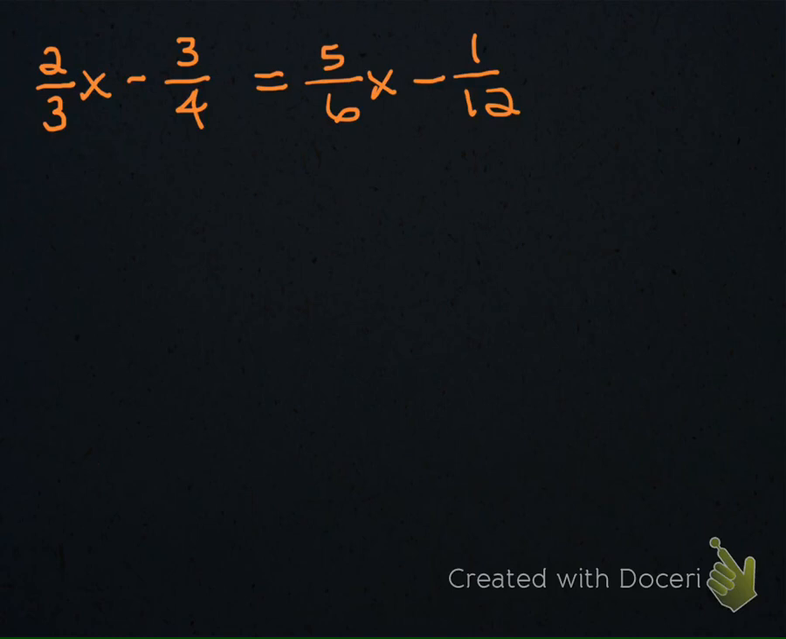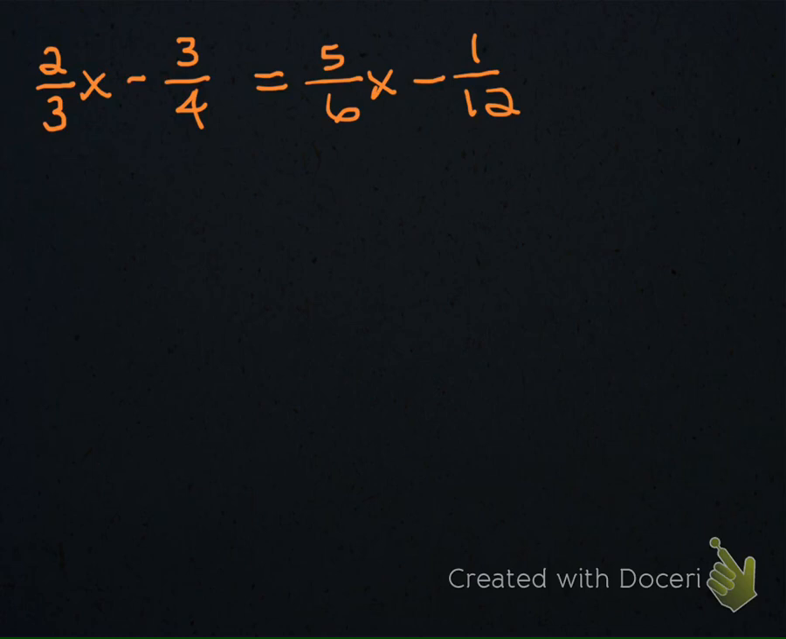Alright guys, for this third and final example that we're going to look at, we went ahead and gave a whole bunch of fractional coefficients, which makes this look a little scary at first, but we're going to handle it just fine. So we have 2/3 x minus 3/4 is equal to 5/6 x minus 1/12. And so really the first thing that I would do if I were tackling this problem is I would think, wow, I don't really want to deal with fractions, and so maybe I could do some fraction busters.